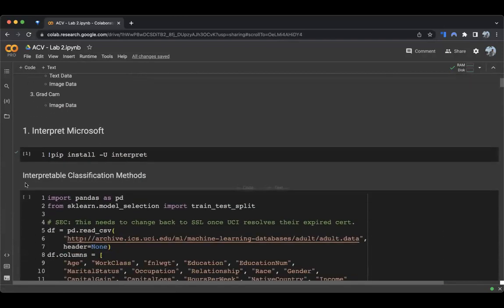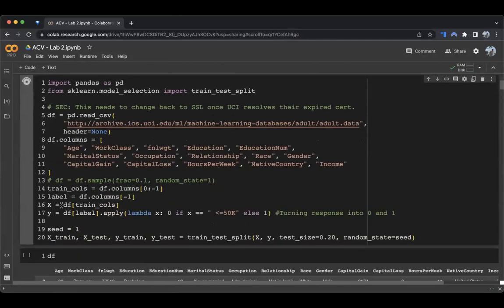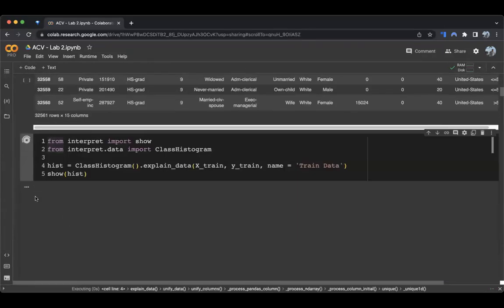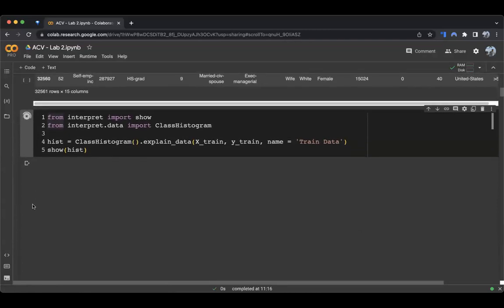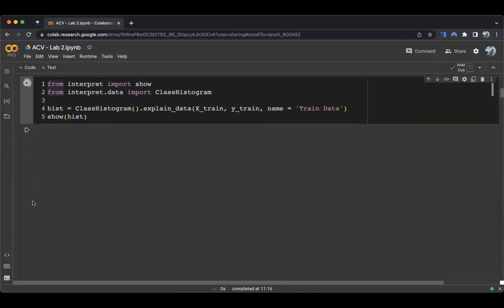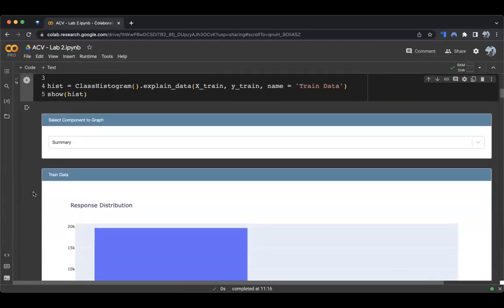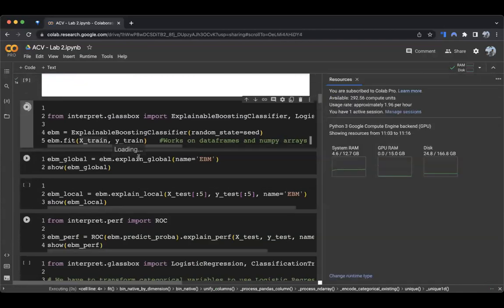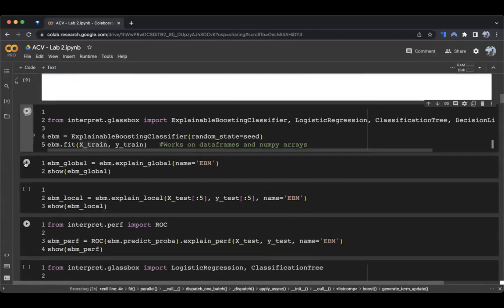So let's try to run this code and see how it goes. Downloaded the data set, all good. Here it reloaded this one. It's going to take some time, as we said, because of the internet, which is pretty sad. And there we go. We train our boosting classifier, and then we explain it.